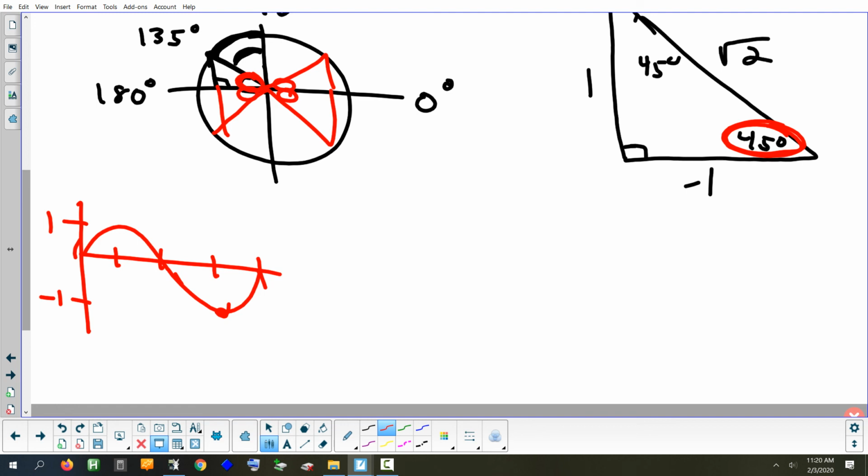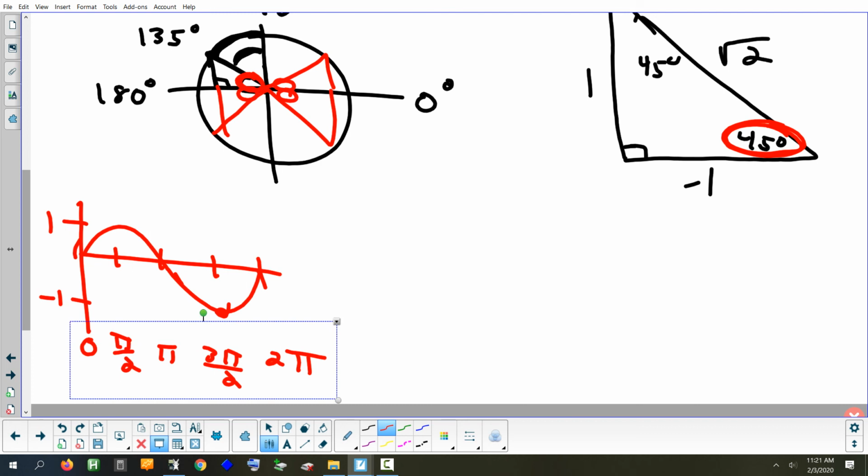Goes back to when we graphed sine and cosine. That's 0, pi over 2, pi, 3 pi over 2, which is the magic number we're looking for, and 2 pi. If they asked me where this graph hit 1, I would have said pi over 2. If they asked me where it hit 0, I could have given two answers. Here and here.